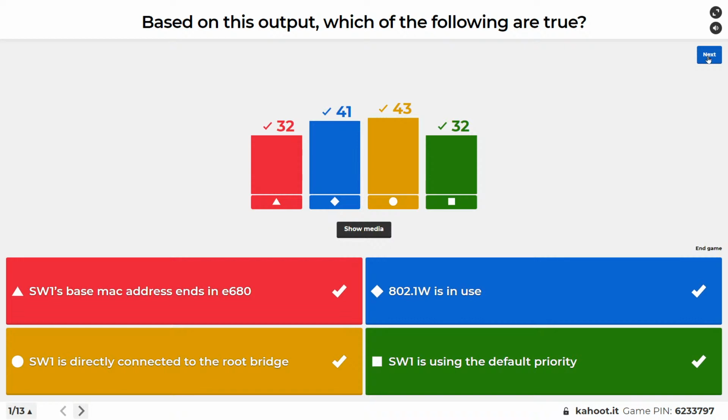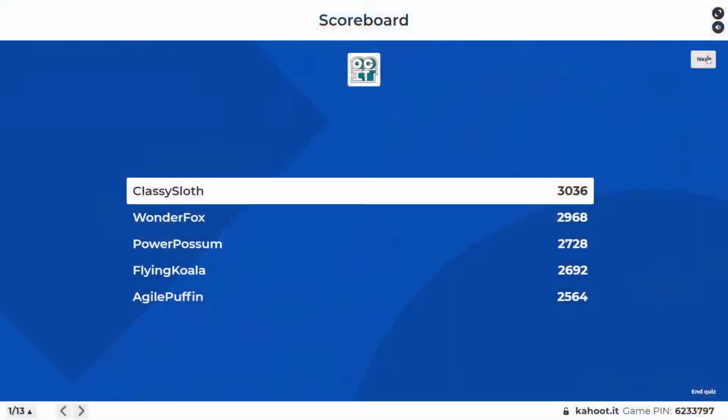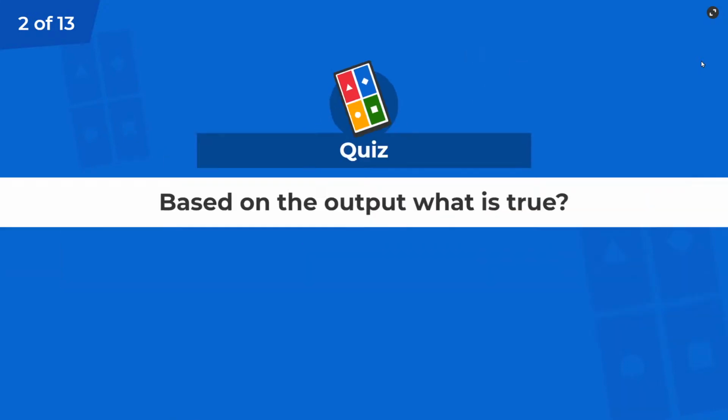All right, that was a lot of information right there. Let's see how we're doing. All right, the classy sloth. Whoa, stop the truck. I am a huge sloth fan, as you can see by this guy right here. So classy sloth, way to go. You're in first place, 3,036 points. Oh my gosh, this is going to be a great day. Great game. Wonder Fox, Power Possum, Flying Koala, and Agile Puffin are all in the top 5, but it's still early.